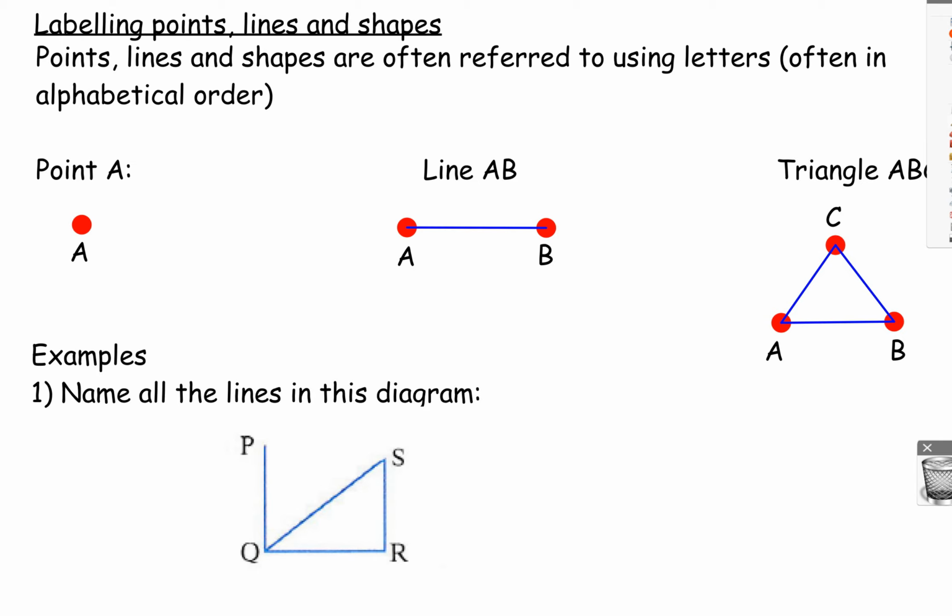So let's look at this example. Name all the lines that are in this diagram. So in this diagram, I can see the line PQ. I can see the line QS. I can see the line QR. And I can see the line SR. Or, if I was to say that in alphabetical order, that would be the line RS. But both of these are correct, so don't worry too much if it's not in alphabetical order.